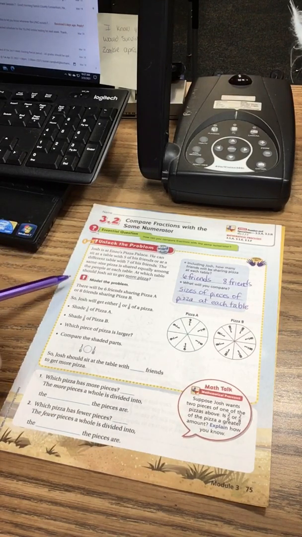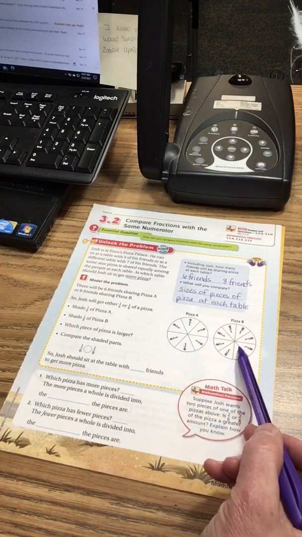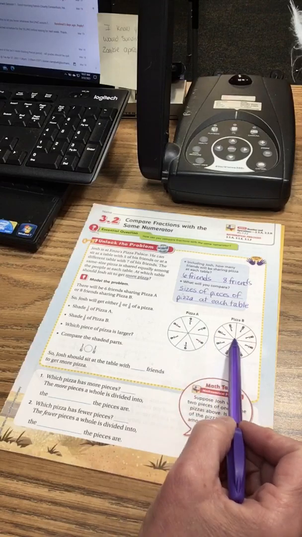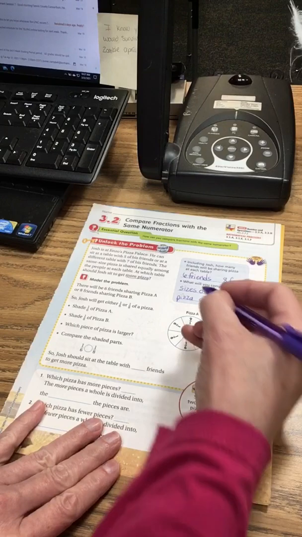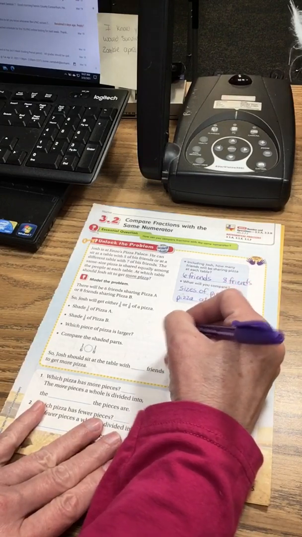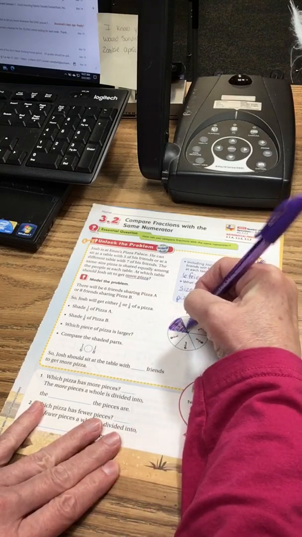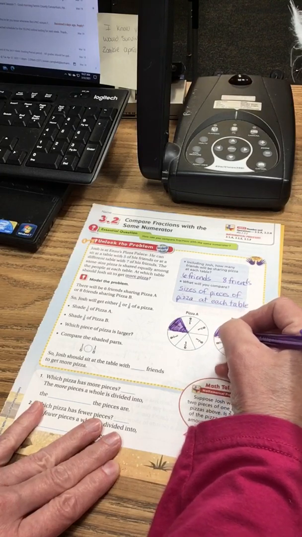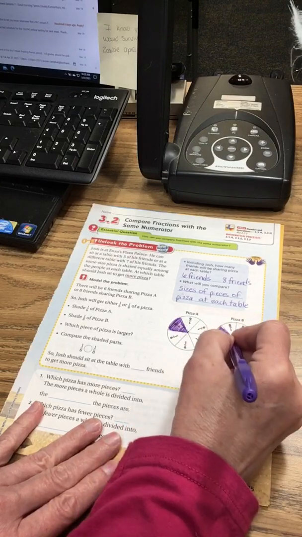Okay, so modeling the problem, it says there will be 6 friends sharing pizza A, 8 friends sharing pizza B. So Josh will either get 1/6, 1 out of those 6, or 1/8 of a pizza. Shade 1/6 of pizza A. Okay, so I'm going to shade this in. Doesn't have to be beautiful, just so you can get an idea of how big it is. And 1/8 of pizza B, so shade that one in. So that would be the size of pizza that he would get.